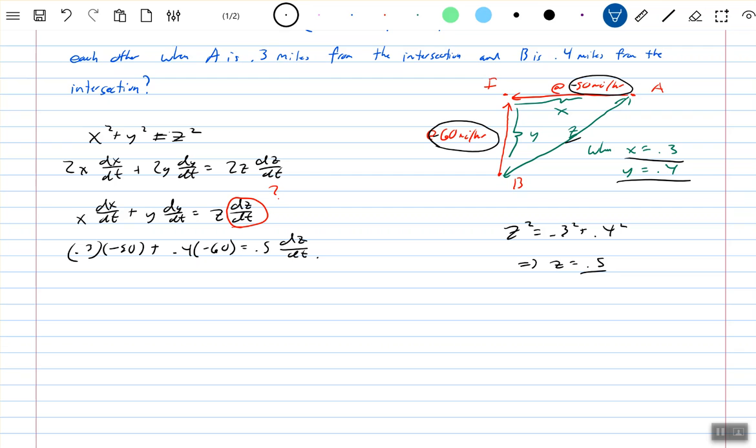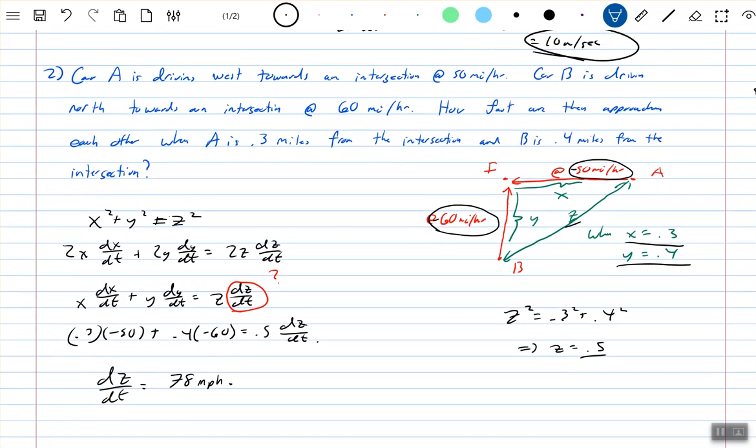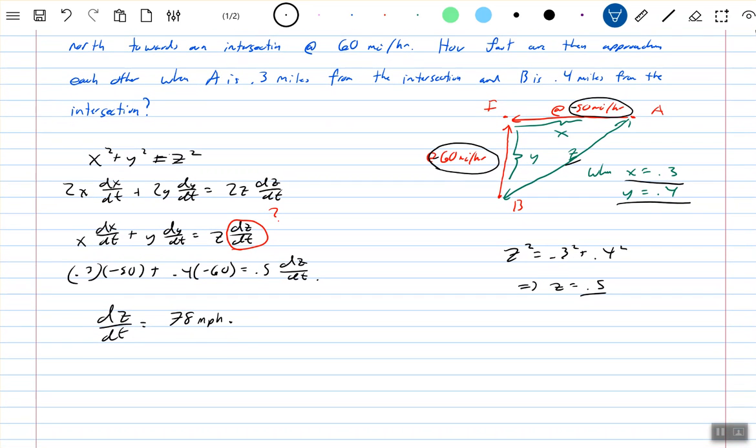Excellent. So from here, now we just need to solve for dz/dt. And by doing this calculation, we can conclude that dz/dt is equal to negative 78 miles per hour. So that's what dz/dt is. We figured out an equation that represents all our variables.